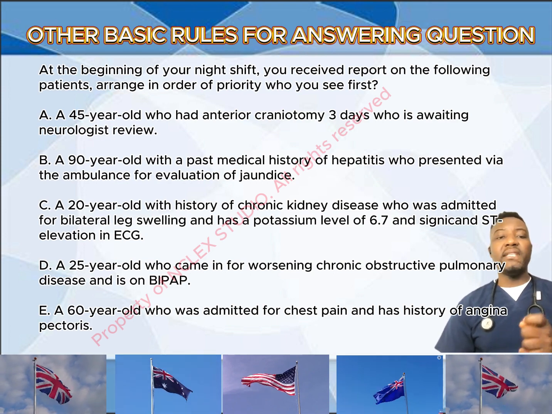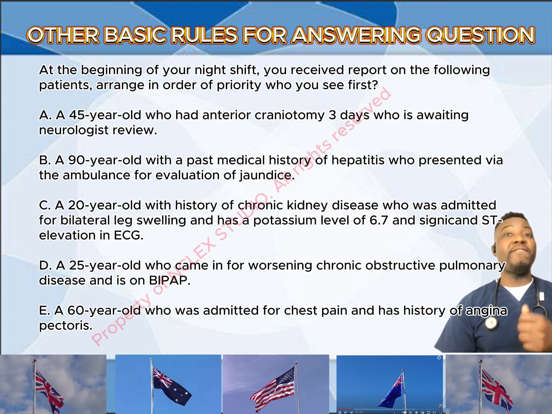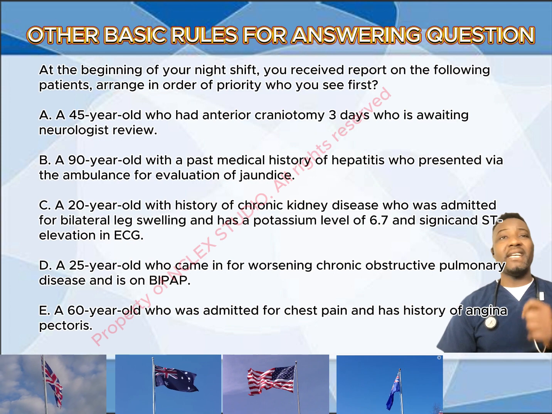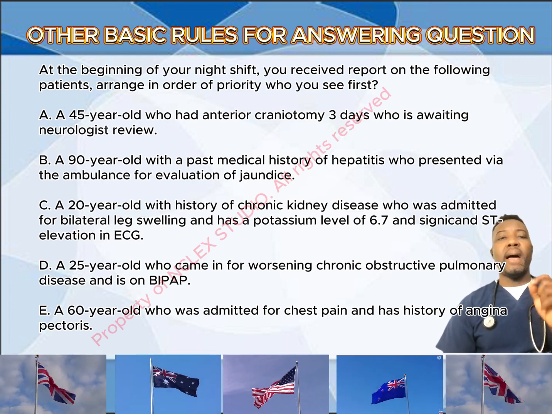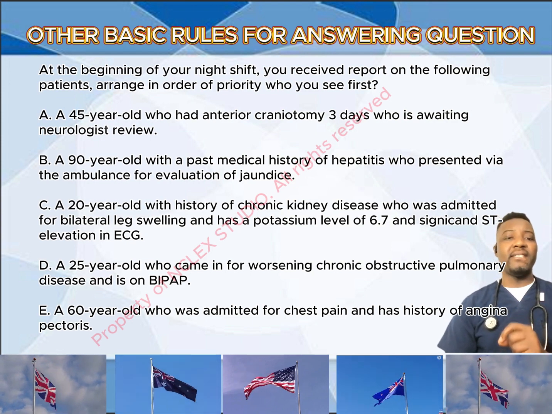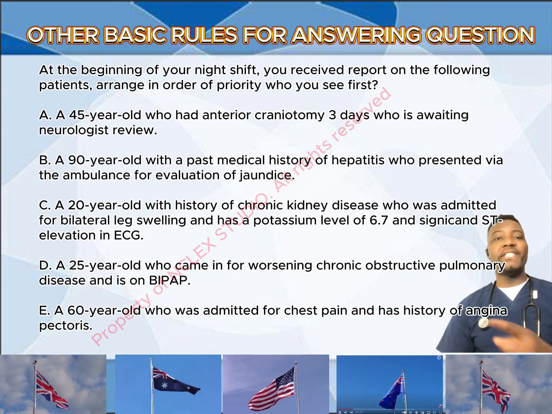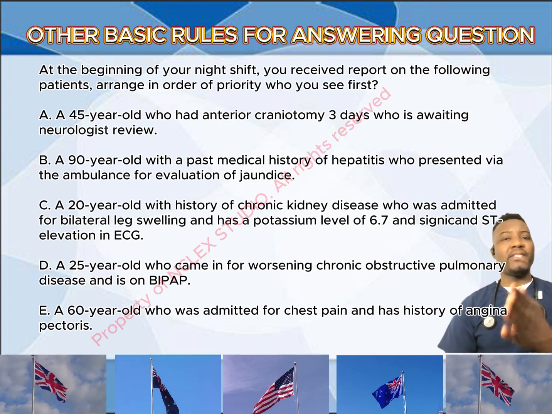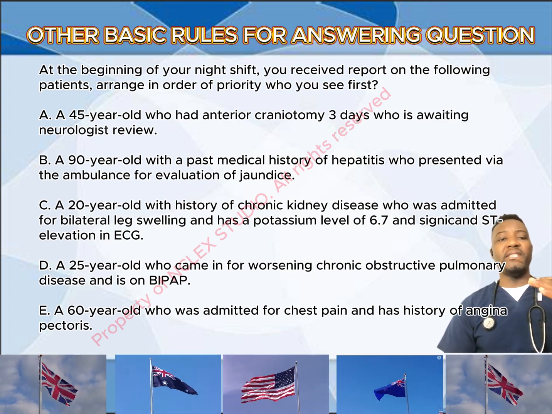C, a 20-year-old with a history of chronic kidney disease, who was admitted for bilateral leg swelling and has a potassium level of 6.7 and a significant ST elevation on ECG. This is concerning to me. Remember, apart from the fact that the heart is the third organ in terms of organ vitality, there is a critical potassium, which predisposes one to heart attack. The EKG is already telling us that the person is probably having a sign of heart attack. Why not see this person first? Because of this, I will place this person at the top of the list.